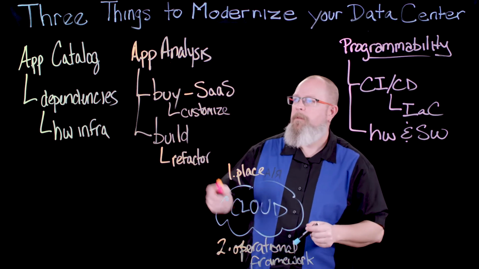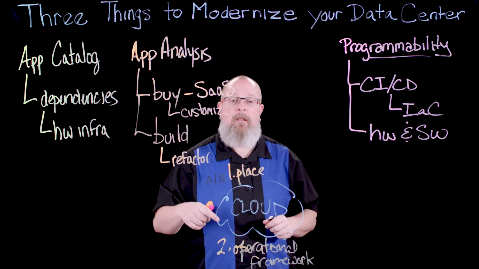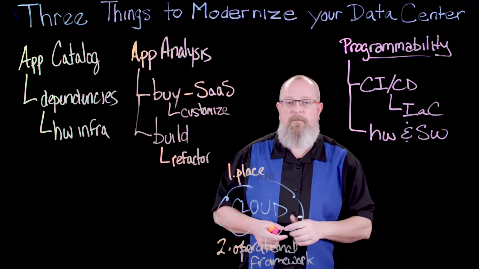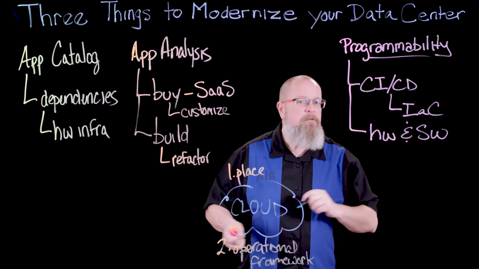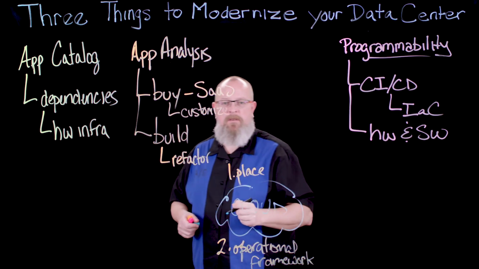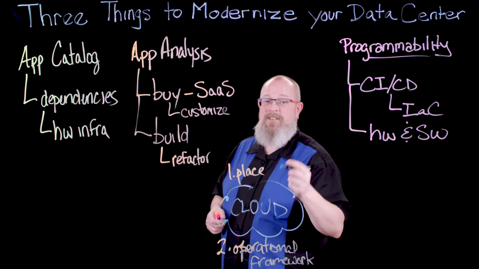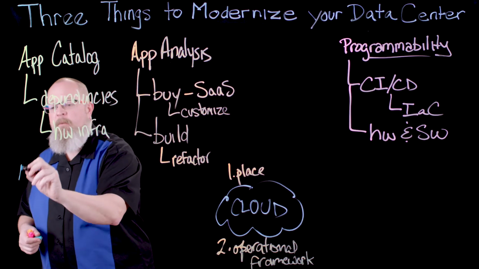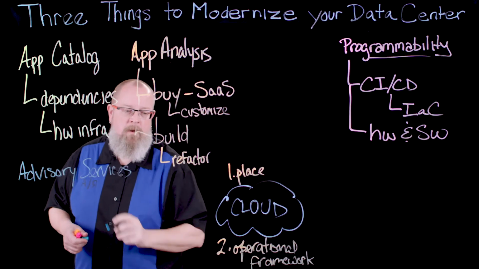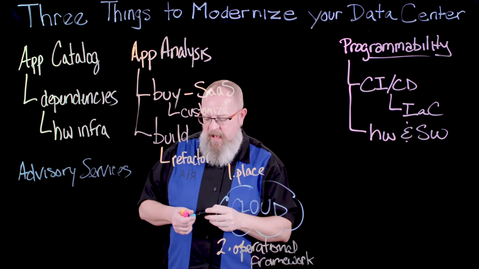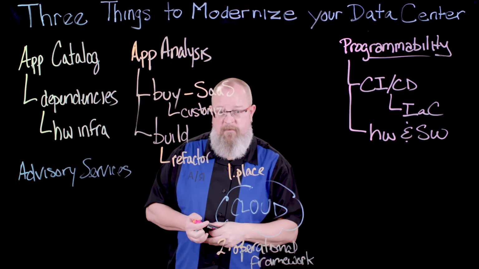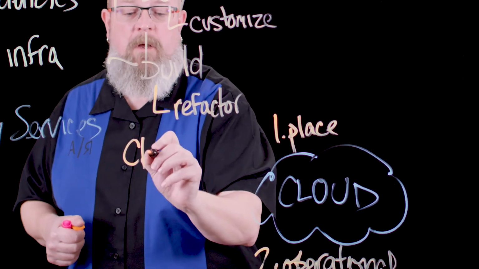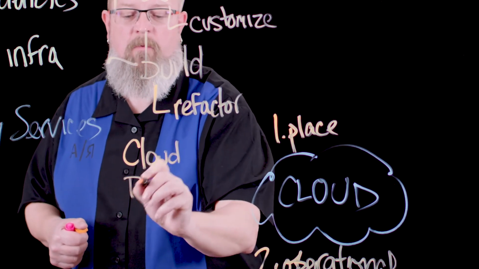So, the three things you need to do: app catalog, app analysis, programmability of both your hardware and your software infrastructure. If you don't know how to achieve these things, the good news is Advizex has services that can help you do this. If we're looking at building an app catalog, we have advisory services. If we're looking at doing an app analysis, this would also be an advisory engagement, but this would be called cloud readiness.